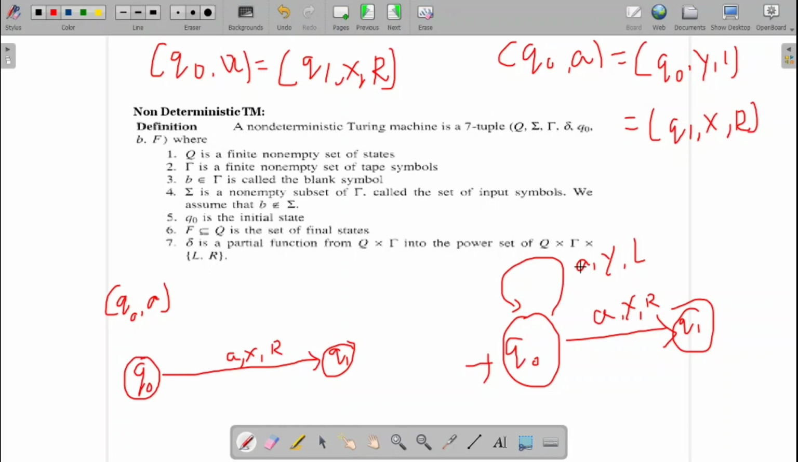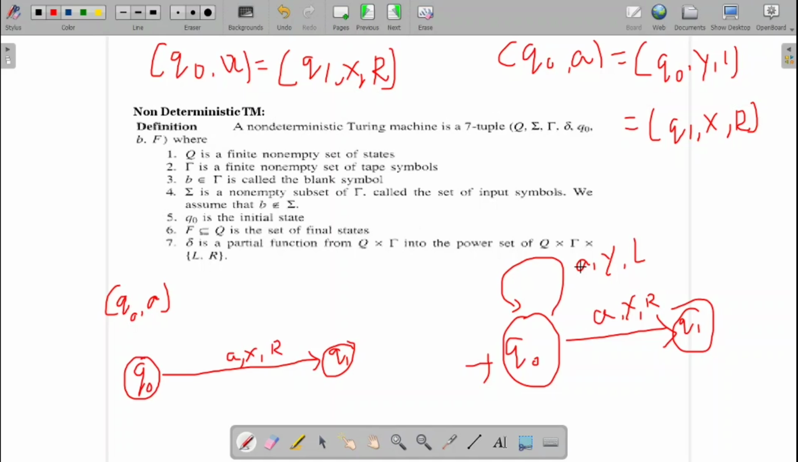Fine. So the rest remains the same thing. The only change is with your transitions. So in case of a non-deterministic Turing machine, we may have more than one transition present. We may have more than one or zero transitions present. Such a scenario we call the non-deterministic Turing machine.